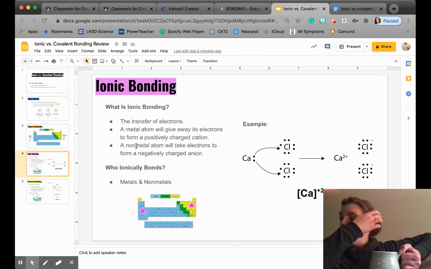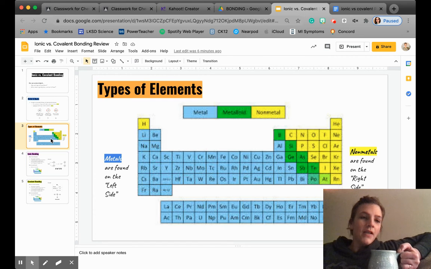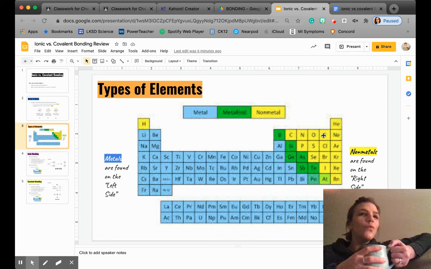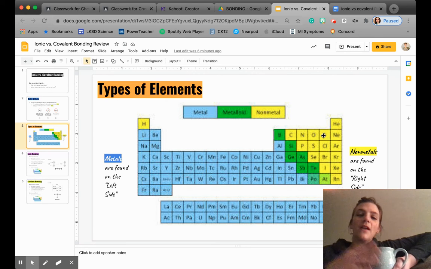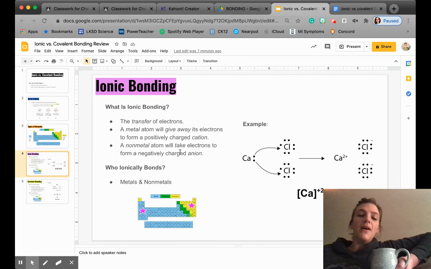Nonmetals, on the other side, want to take valence electrons. Nonmetals are the ones on the right side, so elements like oxygen, sulfur, fluorine, chlorine, bromine, right? These guys all have 6 or 7 valence electrons already. They only need 1 or 2 more and then they're stable. So they would rather take electrons. Now, when they take electrons, they become negatively charged because now we have more electrons than protons in our atom. We call negatively charged atoms anions. Cations and anions.